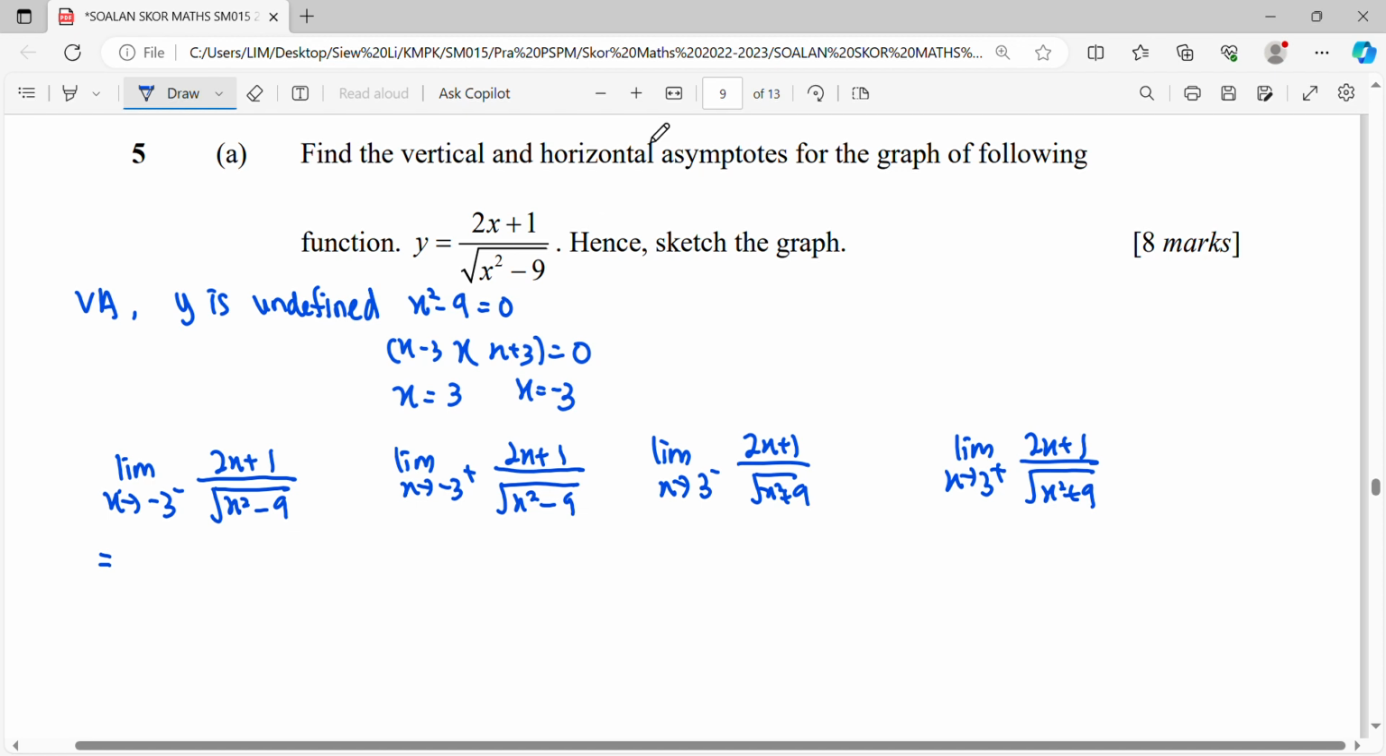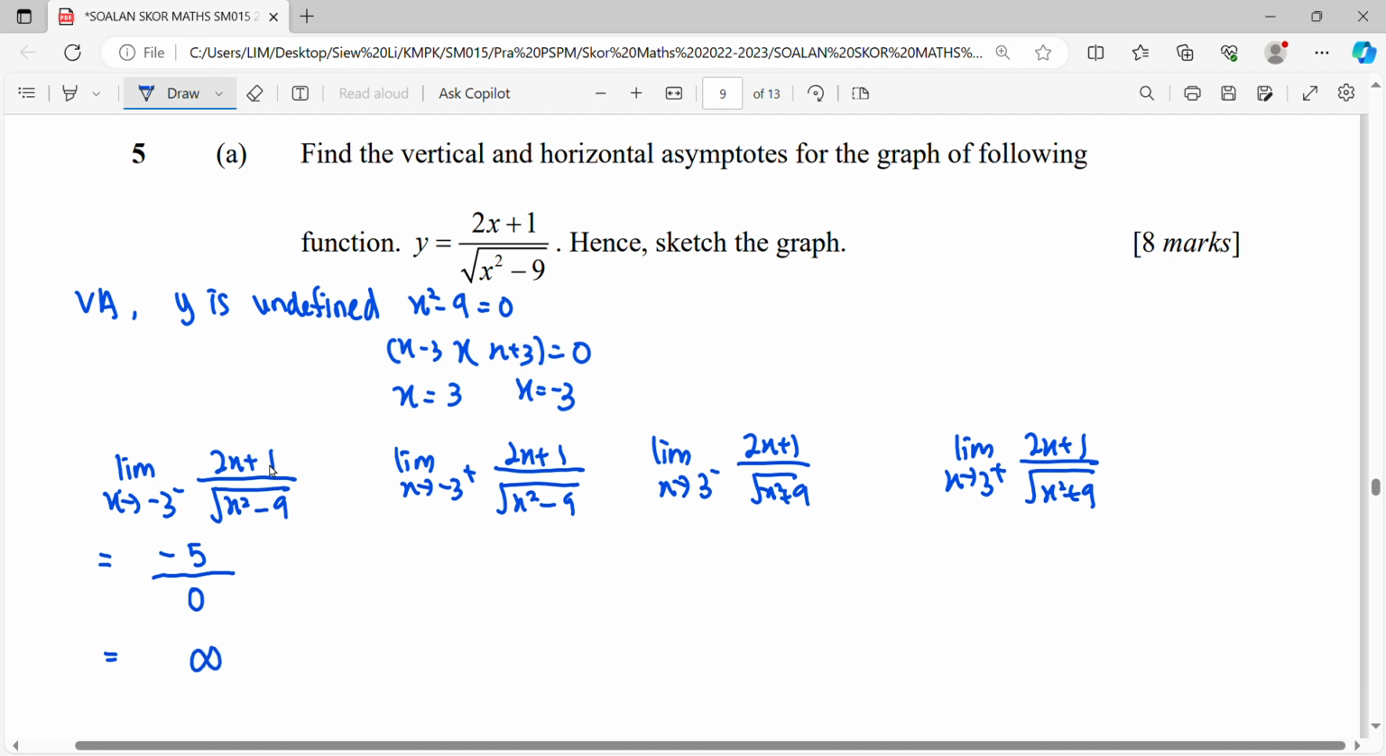So how do we evaluate this? We try to substitute. As we substitute here, negative 6 plus 1, we get negative 5. And then when we substitute in the square root, it will be 0. So supposedly it will be infinity. So take note of this.